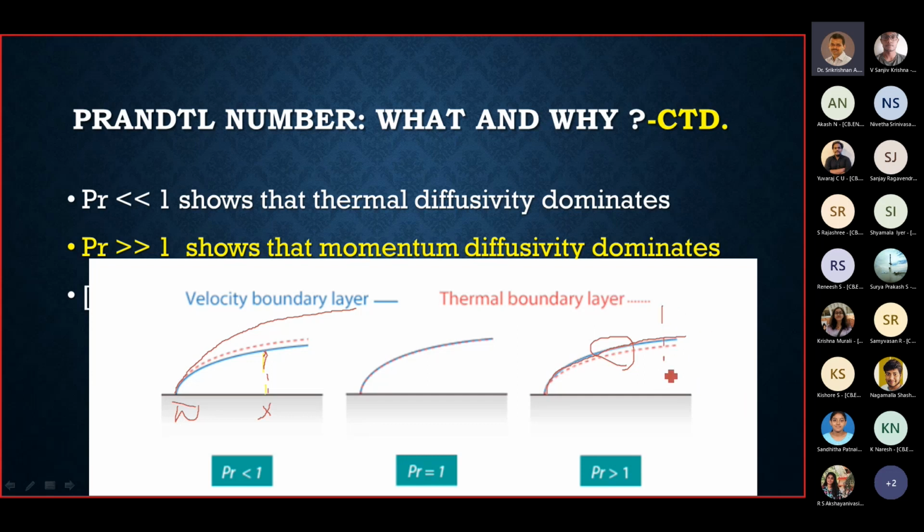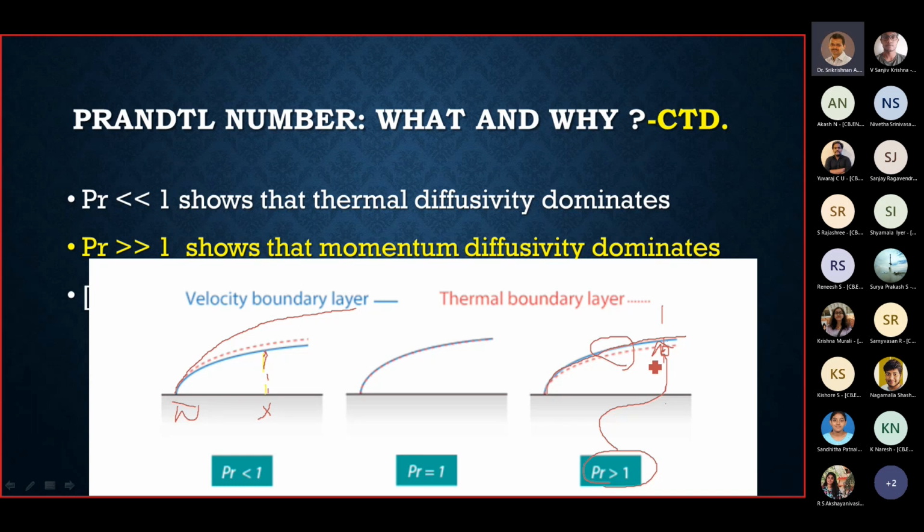So at any given x location, if I look, I'll see that the thermal boundary layer is thinner than the momentum boundary layer. That is, the momentum boundary layer will be thicker. So when Prandtl number is greater than one, you will have a thicker momentum boundary layer and a relatively thinner thermal boundary layer. That is, the temperature variations would have gone to a lesser extent into the mainstream as compared to the momentum variations.